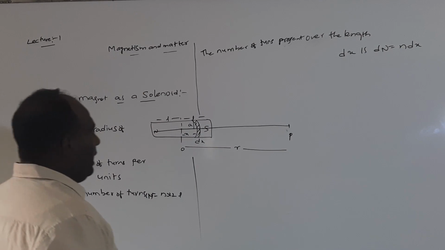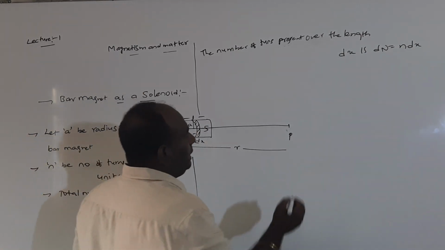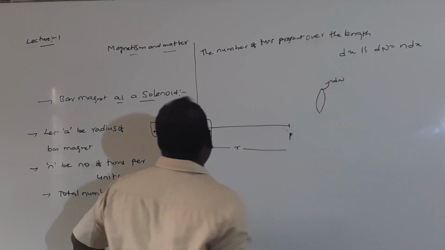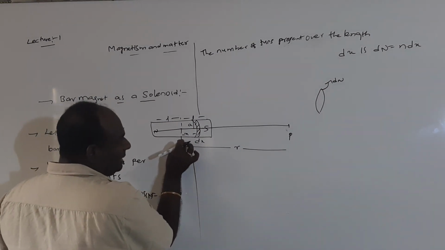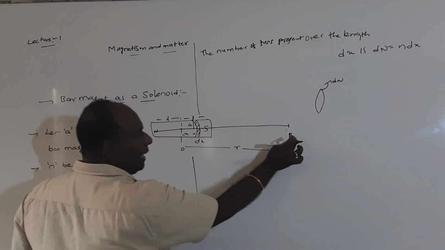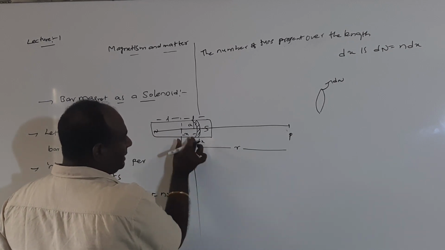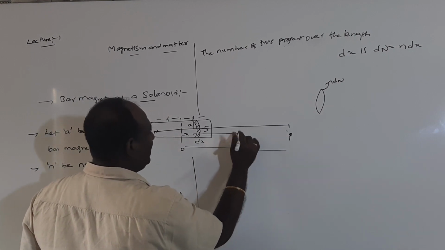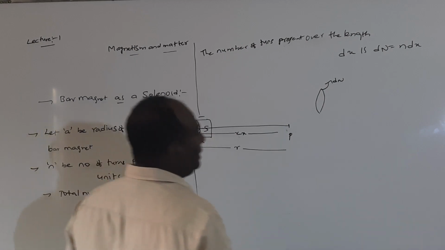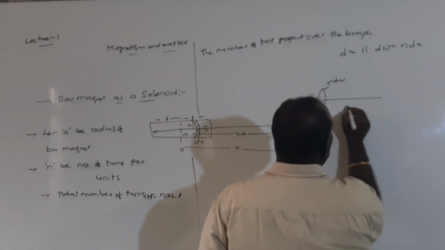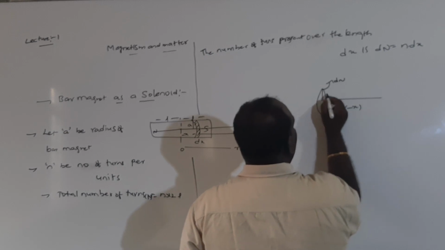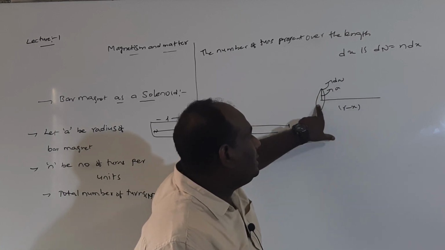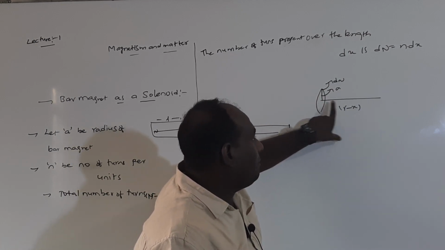Now I am going to consider this elemental ring. Please look at the board. This elemental ring has dn turns. From the center, the elemental ring is at a distance x. From the point P, how much distance from the elemental ring? The total distance is r, this is x, so the point P is at a distance of r minus x from the elemental ring, and the radius of the ring is A.